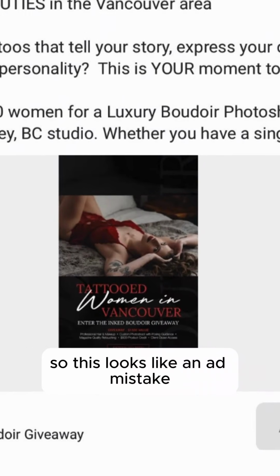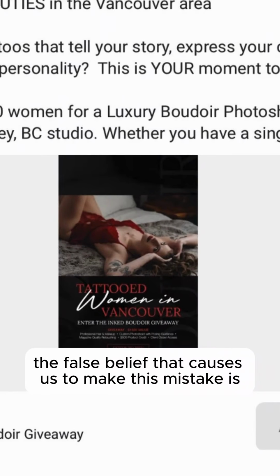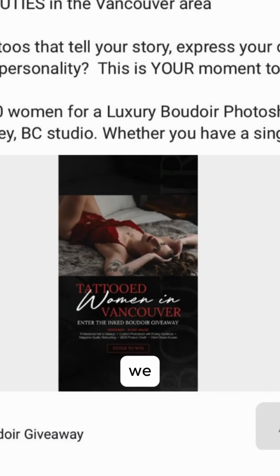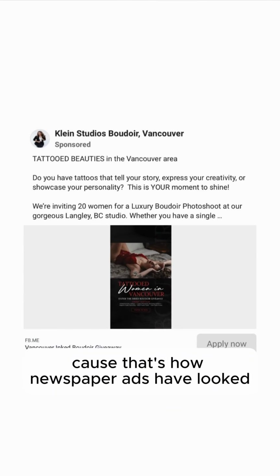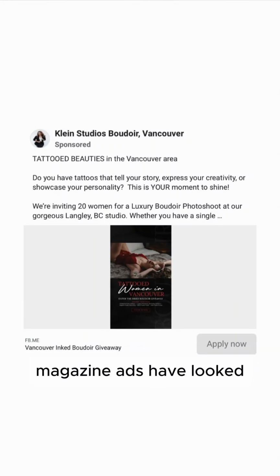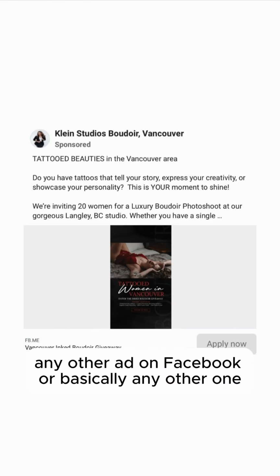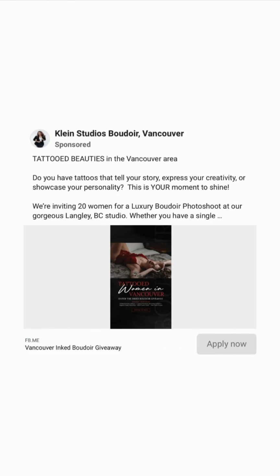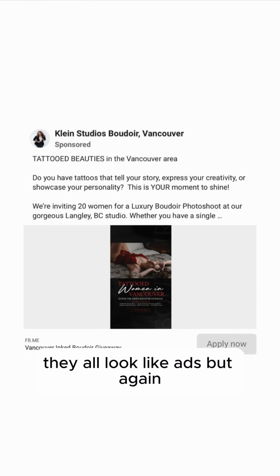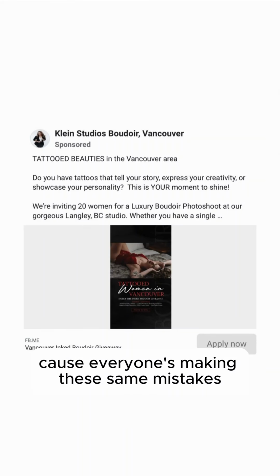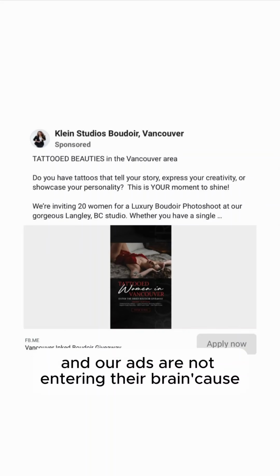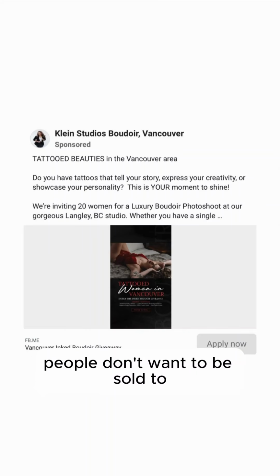Creative. All right, the creative looks like an ad, so it's the looks-like-an-ad mistake. The false belief that caused us to make this mistake is we believe our ads should look like ads, because that's how newspaper ads, magazine ads, and TV commercials have looked, and any other Boudoir Facebook ad on Facebook. They all look like ads. But again, BLCS is the most common thing I'm seeing, because everyone's making these same mistakes. So the consequence is way more women are going to scroll on by, and our ads are not entering their brain, because people don't want to be sold to.